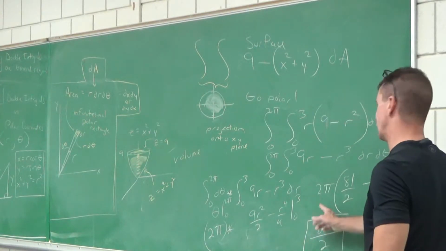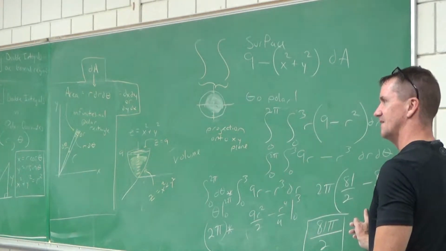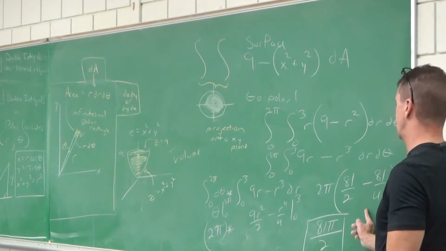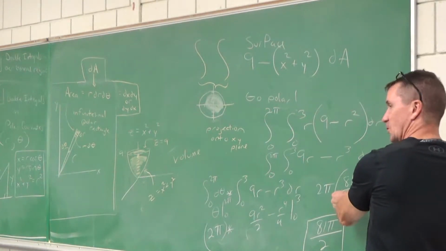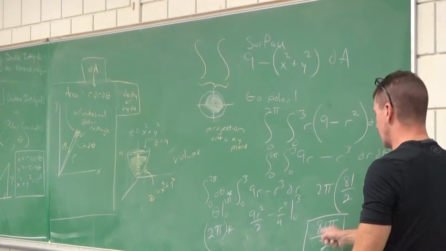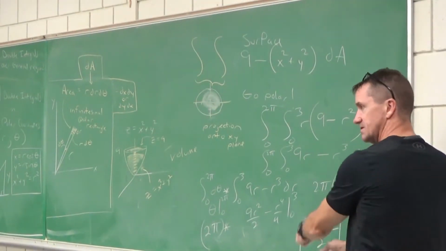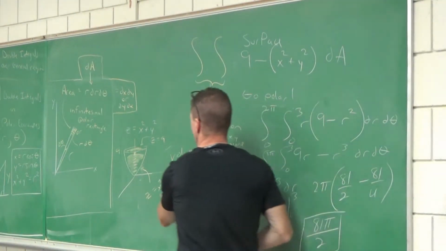you should get that after all that. You agree? Yeah? Cool. I got you to back me up. Right? This would have become 81 over 4. But then a 2 and a 4 makes just a 2 there. Cool. There it is. And that's the volume.